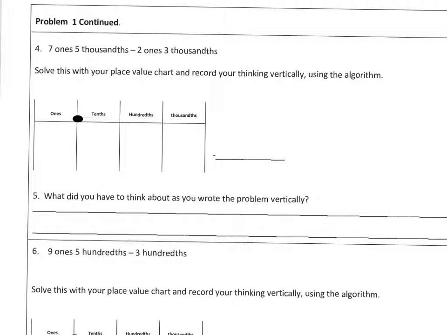So now we have slightly bigger numbers. So 7 ones and 5/1000 minus 2 ones and 3/1000. Okay, so let's start with our 7 ones. 1, 2, 3, 4, 5, 6, 7, and then 5/1000. I'm sorry, there's only 5/1000. All right, and then we are subtracting 2 ones, 2, and 3/1000. 1, 2, 3. So that leaves us with 5 ones and 2/1000.